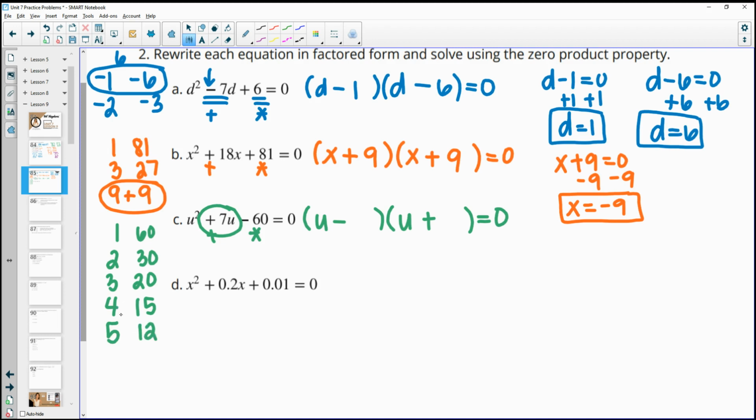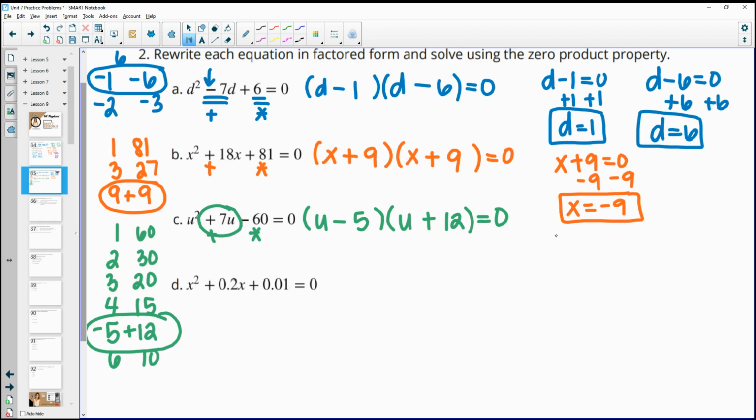So this has a difference of 11. This has a difference of 7. So here's the one we want. And if you exhausted your list, you'd also get to 6 and 10. But here's the one we want because this has a difference of 7 and we want it to be a positive 7. So we want it to be -5 and positive 12. So -5 times positive 12 gives us -60, and -5 plus 12 gives us 7.